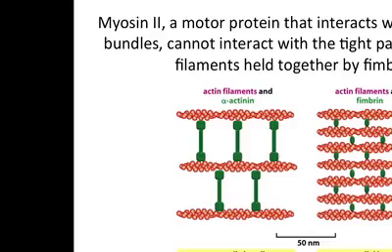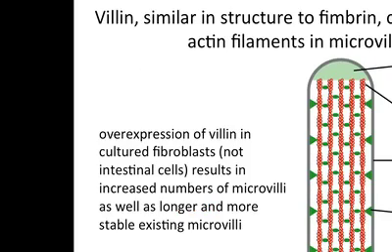So another example, villin is another cross-linking protein, and it also has a short linker. So it tightly packs the actin in parallel bundles, and it's associated with formation of microvilli. Actually, if you overexpress villin in cells, those cells will form more microvilli because it's going to form these structures specifically. Okay?